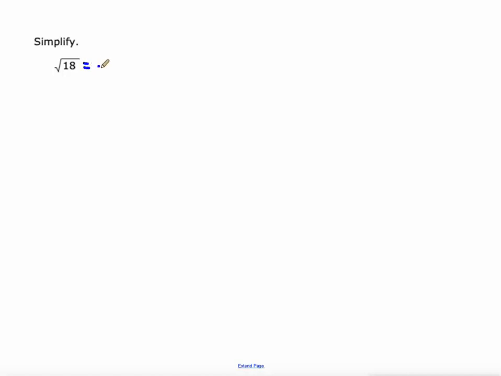So I know 18 is divisible by 9. Okay, so I can rewrite this as the square root of 9 times 2 because that's still the square root of 18. And actually that's exactly equivalent to the square root of 9 times the square root of 2. And we all know that the square root of 9 is 3 because 3 times 3 is 9. And the square root of 2 is irrational, so we're just going to leave it as that. So this is called simplified because the number that's inside the radical, that 2 right there, doesn't have any perfect square factors, as opposed to 18 that wasn't simplified because it was divisible by a perfect square, 9.